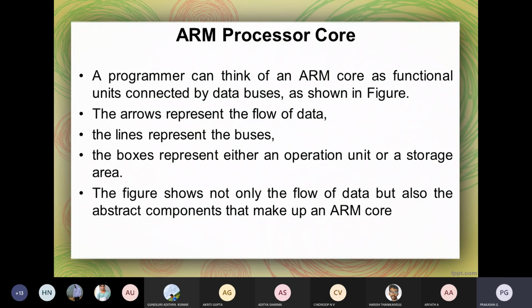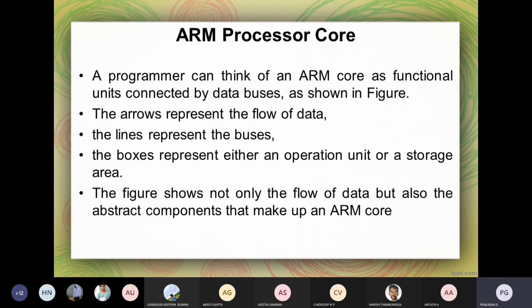If it's a one-direction arrow mark, the data flows only in that particular direction. A bidirectional arrow means both directions; it can read the data, it can write the data. Both are possible. The lines represent the buses. The boxes represent either an operation unit or a storage area. As we have discussed in the previous diagram, there were boxes where different components used to come.